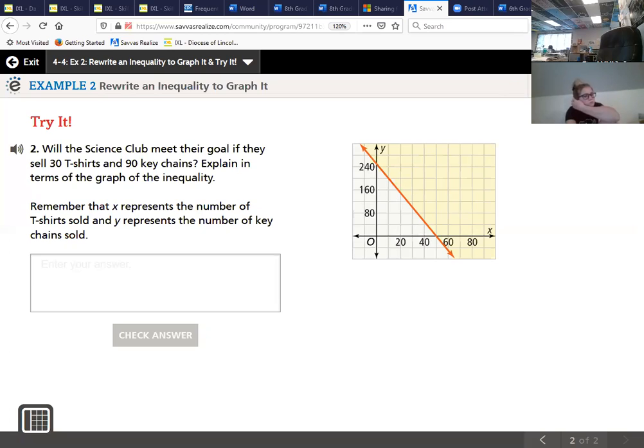I don't remember the numbers, but you could plug that in and see if it was greater than or less than 500. More than likely, it looks like they did not.